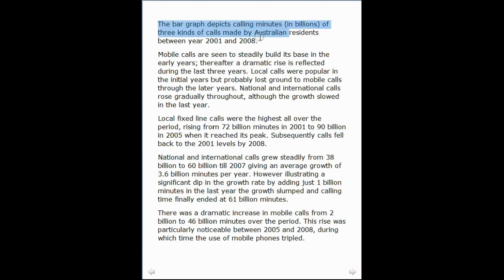The first paragraph is the introduction, wherein we will paraphrase the question statement in our own words. The bar graph depicts calling minutes in billions of 3 kinds of calls made by Australian students between year 2001 and 2008.